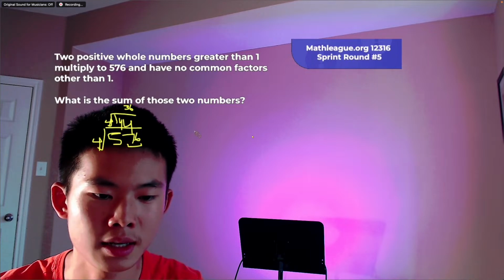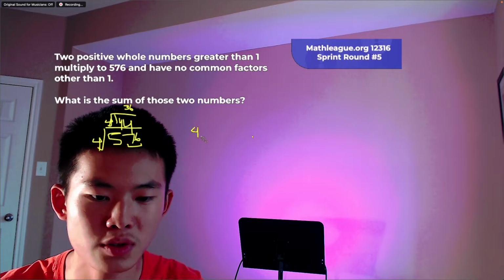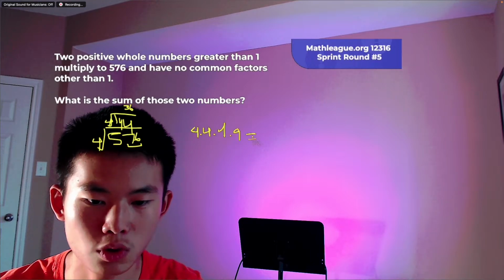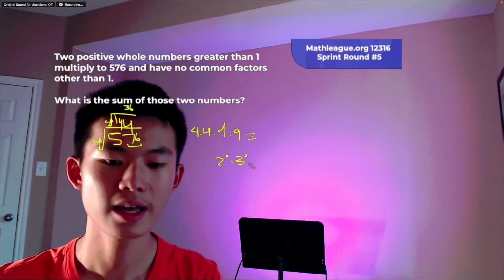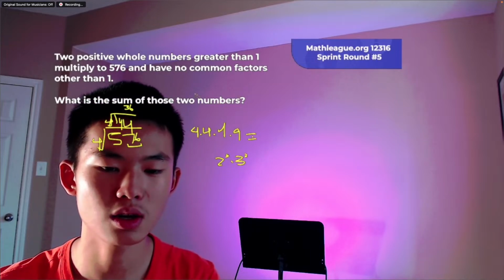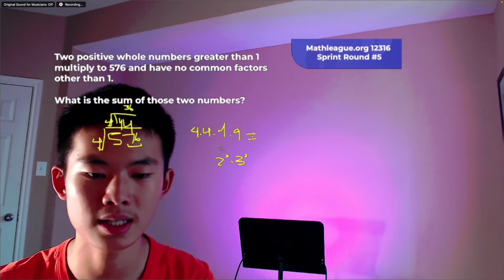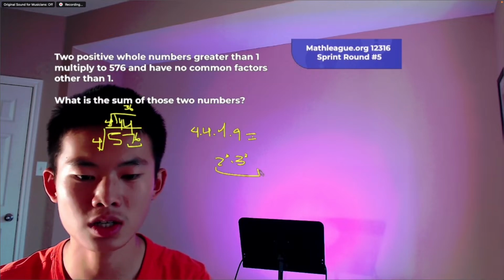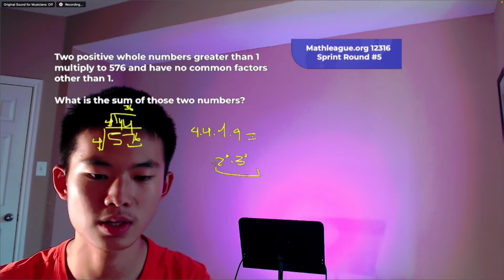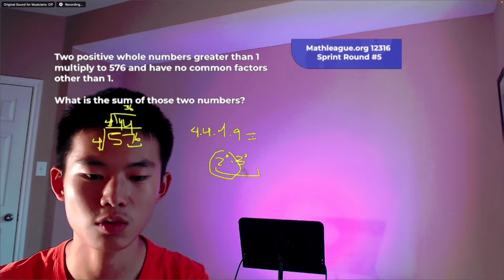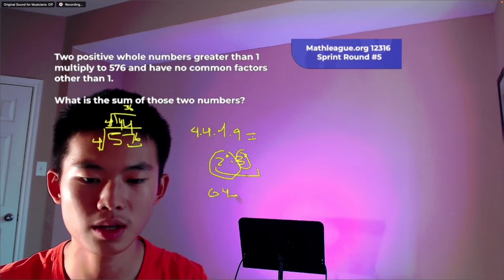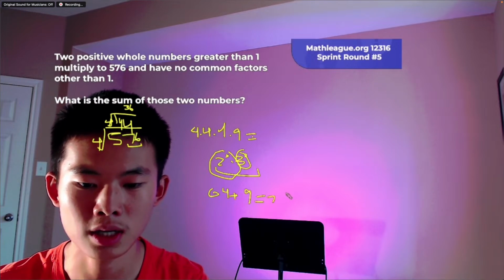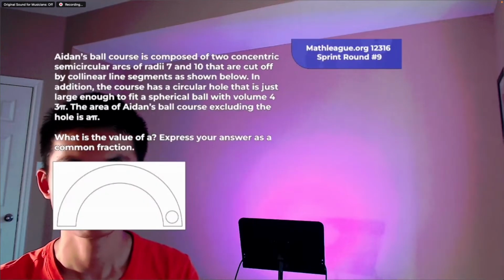So we have 4 times 4 times 4 times 9, which equals 2 to the 6 times 3 squared. That's a prime factorization. And now we can see that if we want two positive whole numbers to multiply to this thing but have no common factors, well, then one of the numbers just has to be 2 to the 6th, and one of the numbers has to be 3 squared. So then our two numbers would sum to 64 plus 9, which equals 73. And let's check if our answer is correct. And indeed it is.